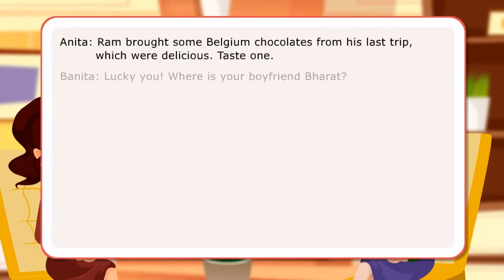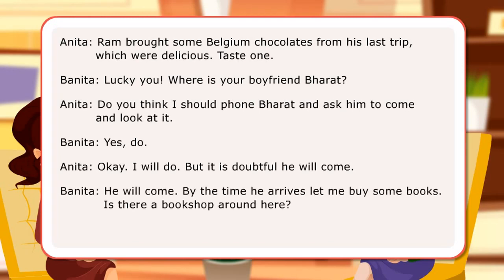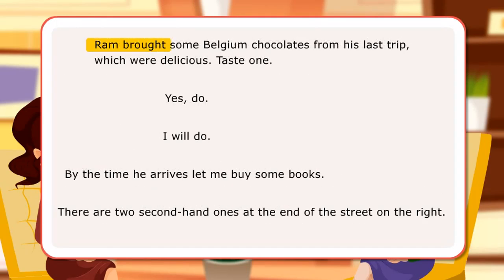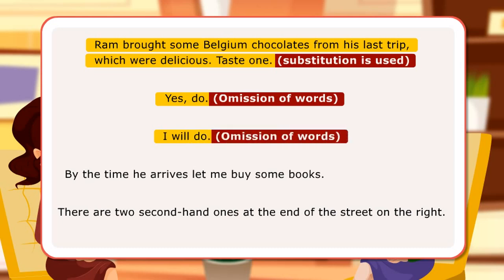In the dialogues, the friends have used pronouns in place of nouns, substitution, and at some places, they have left out words. Ram brought some Belgium chocolates from his last trip, which were delicious. Taste one? Substitution is used. Yes, do. Omission of words. I will do. Omission of words.